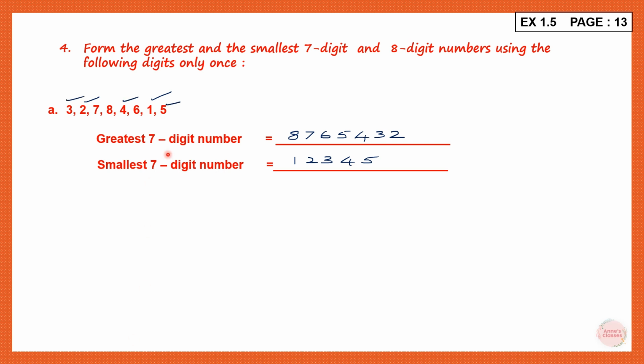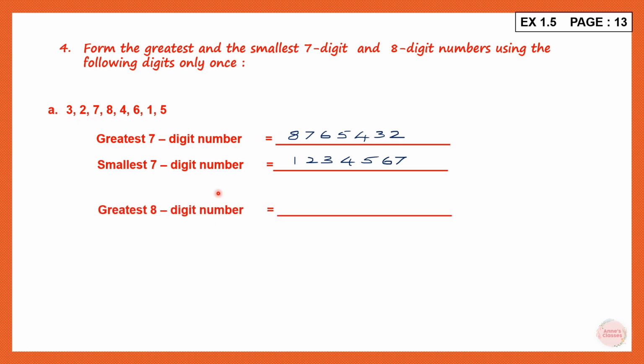Now let's see what else we have. We have 6. Let's write 6. Then we have 7. So we have written 6 and 7. Now let's count how many digits we have here. 1, 2, 3, 4, 5, 6, 7. So we have our 7-digit number. We don't have to write the last digit, which is 8. So let's go to the next one.